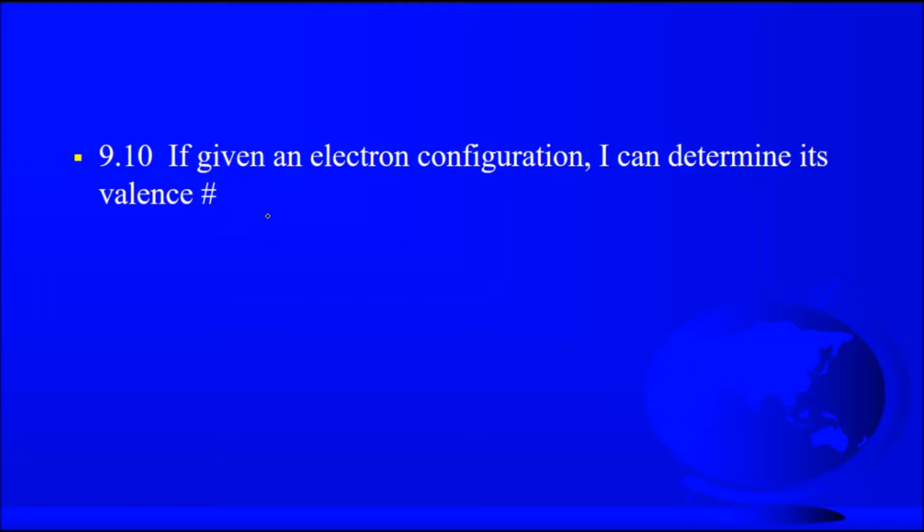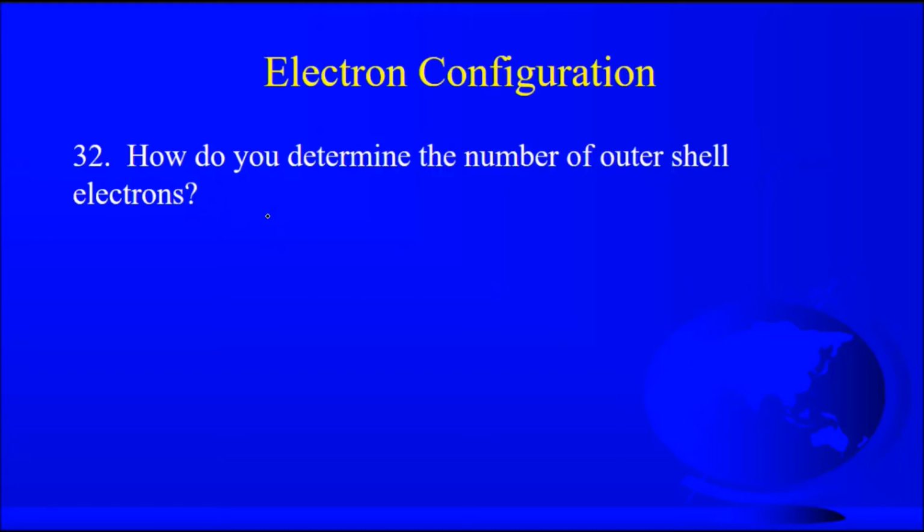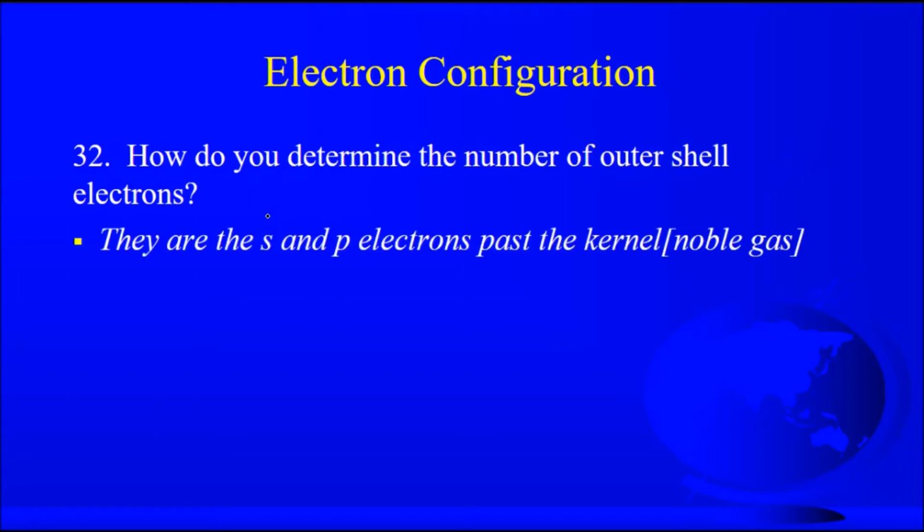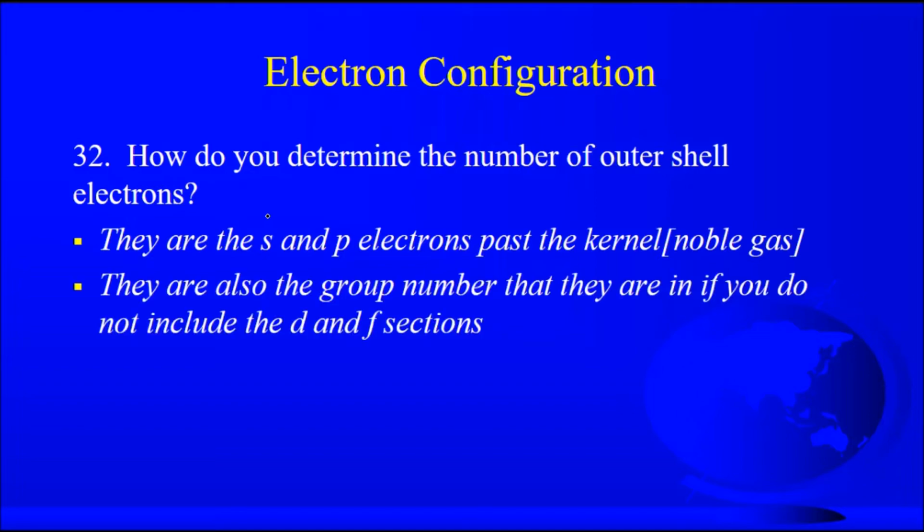Okay, how do you determine the number of outer shell electrons? Well, what is the outer shell? The outer shell is the s or p electrons that are beyond the noble gas, the condensed kernel. They're the ones that are past the kernel. They also end up being the group number that the element can be found in. And I'll explain that here in a second.